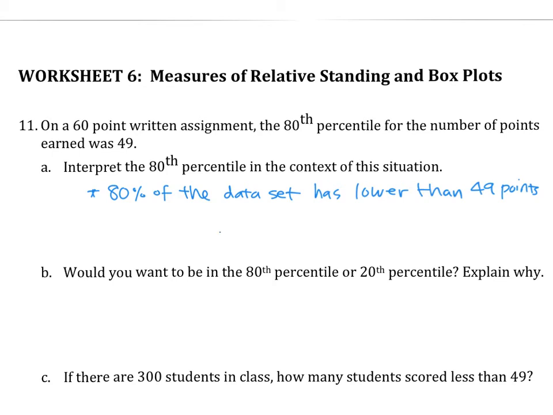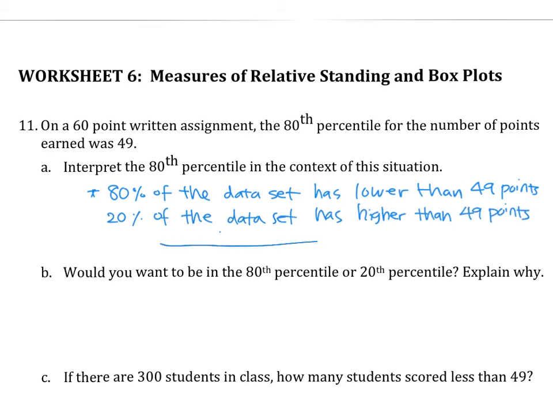On the other hand, I can say that 20% of the data set has higher than 49 points, right? If I were to graph it, you're 80th percentile, so you're probably somewhere here, you got 49 points. That means 80% of other people in the class or in the data set is lower than you, and 20% of other people who are in the data set is higher than you. Okay, and I'm going to have you pause and work on number 11 and number 12.